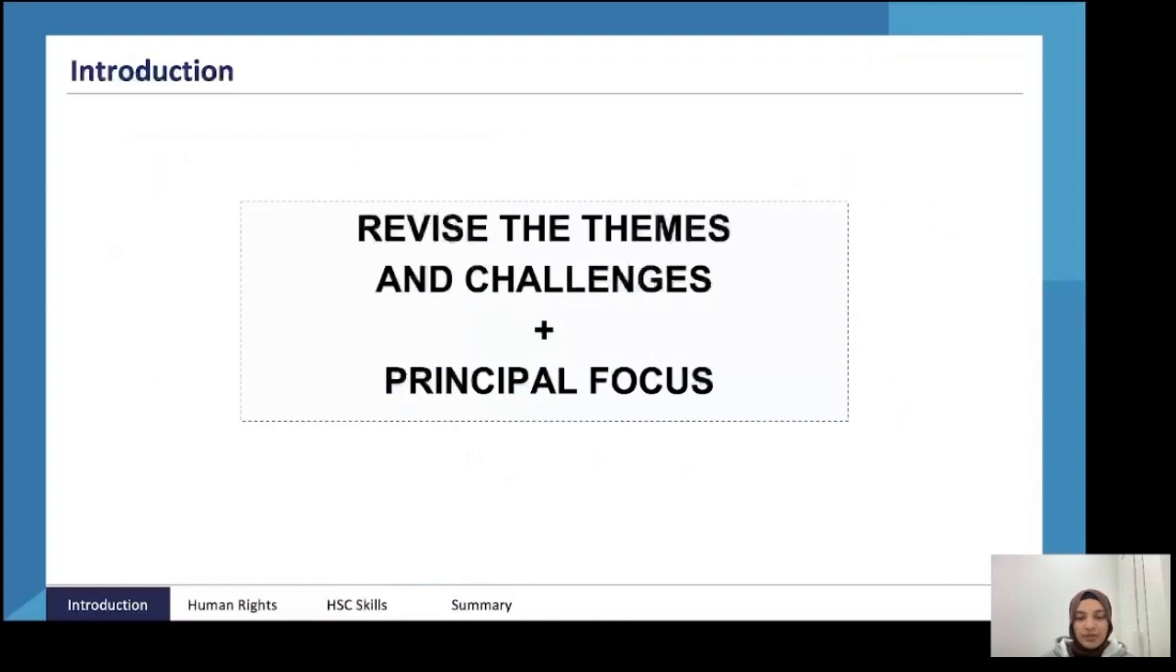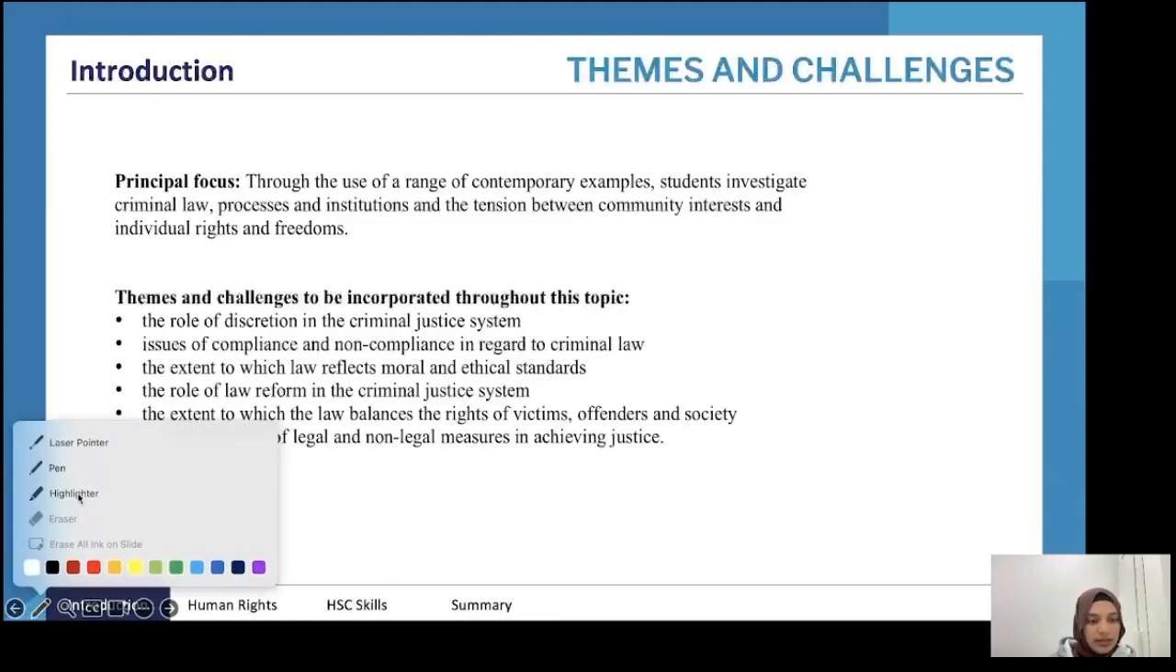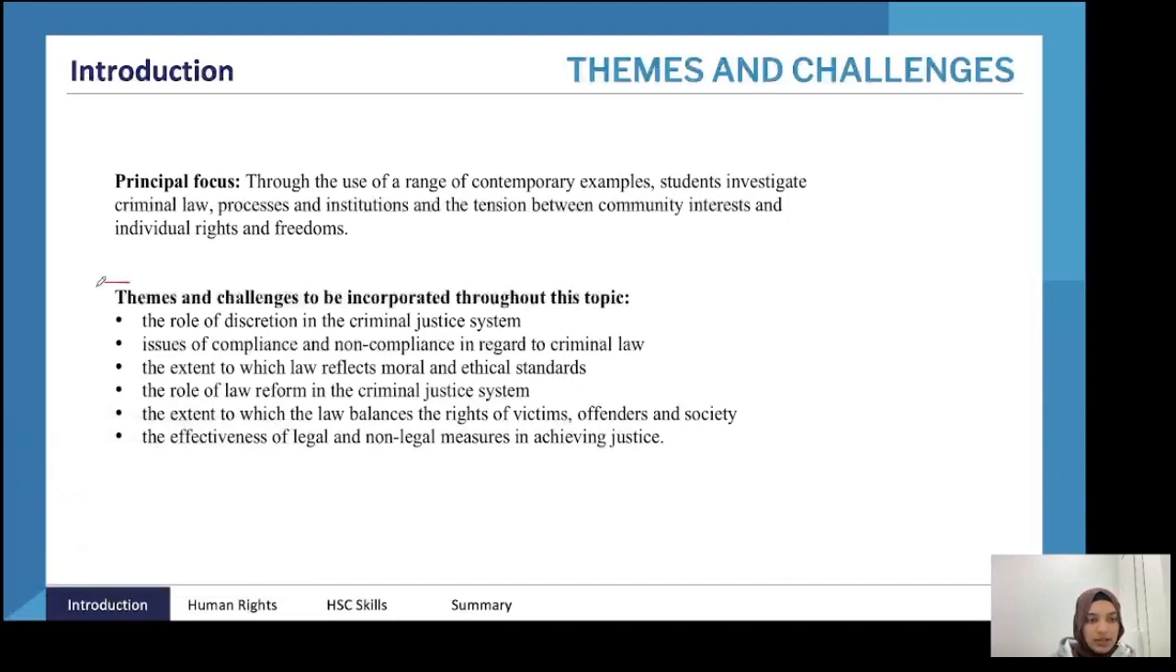So first of all is to revise the themes and challenges and the principal focus. This is really important for all aspects of the legal studies syllabus, but especially for crime as well. So themes and challenges, these are directly from your syllabus, and so is the principal focus. The principal focus is through the use of a range of contemporary examples, students investigate criminal law, processes and institutions, as well as the tension between community interests and individual rights and freedoms. There's a lot to unpack there.